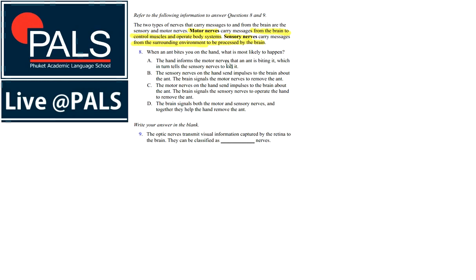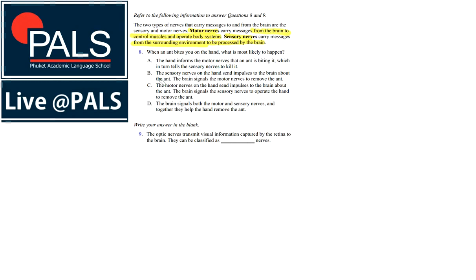The hand informs the motor nerves that an ant is biting it, which in turn tells the sensory nerves to kill it. Well, our nerves don't kill ants in general, I guess. But what is wrong here is that the order is not correct. The hand informs the sensory nerves that an ant is biting it, which would then go to the brain and then tell the motor nerves.